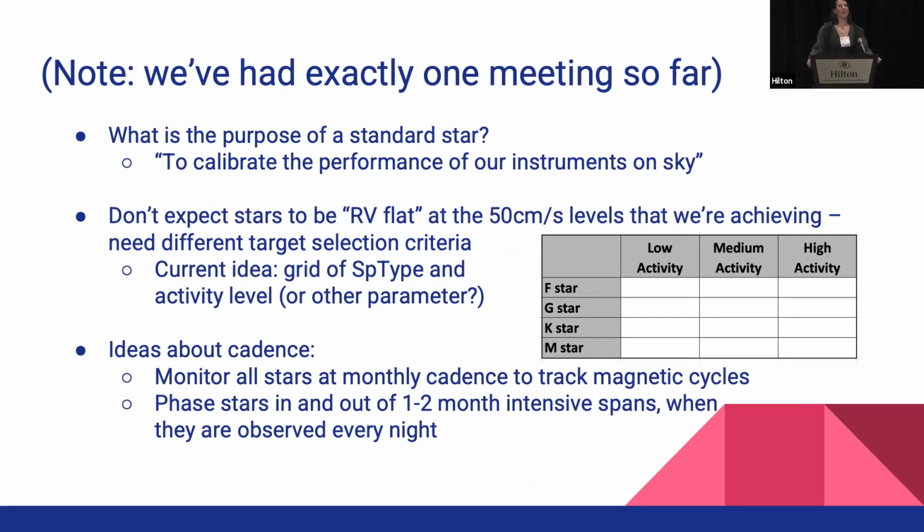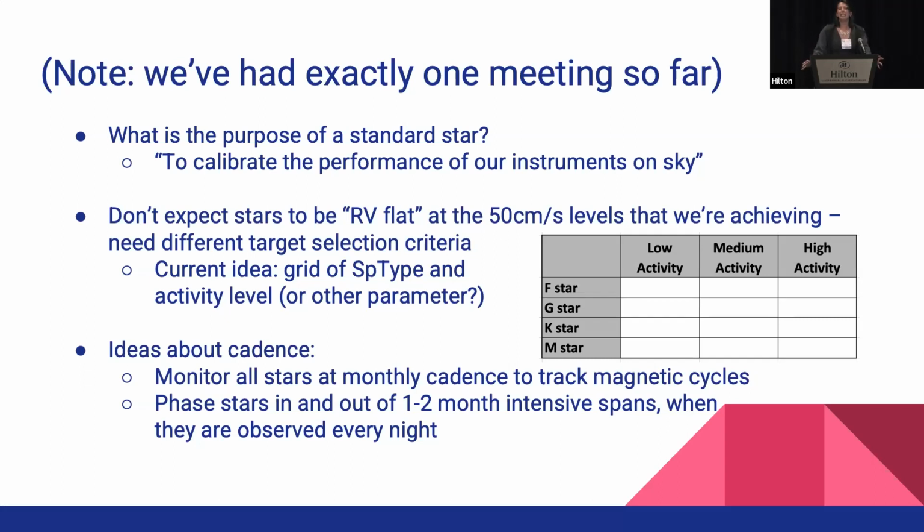Because originally the way that phrase was used for many decades was stars that looked flat at the 1 to 2 meter per second level. And so you could use them to get a sense of how your instrument was performing, because our instruments were only reaching 1 or 2 meters per second. And so if the star looked flat, you called that good. Nowadays, with instruments that are reaching 30 to 50 centimeters per second, we don't think any star looks flat.